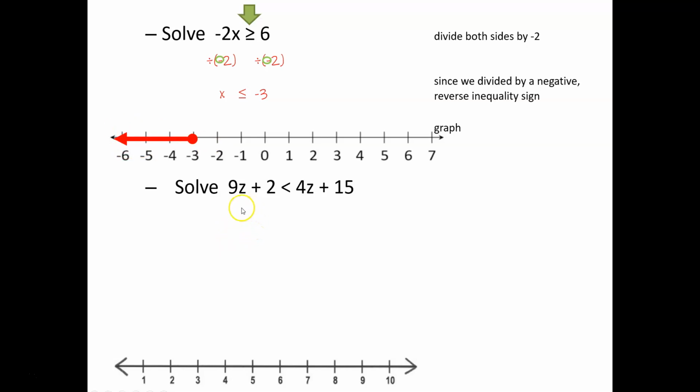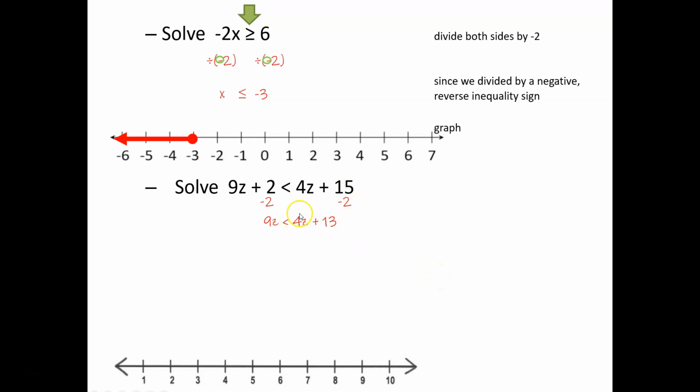Okay. Next, we have 9z plus 2 is less than 4z plus 15. So we need all our z's on one side and our numbers on the other. So let's get rid of our numbers first. We're going to take that 2 and subtract it off both sides. This one will cancel. So we get 9z, and 4z, and 15 minus 2 is 13.